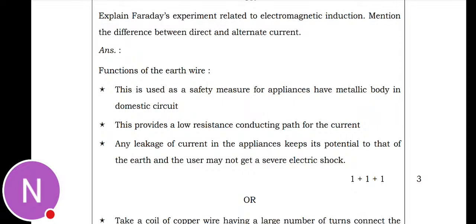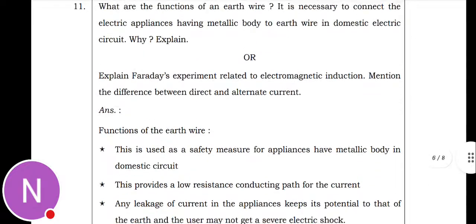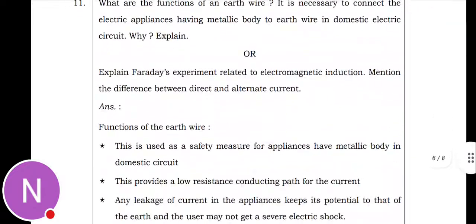As I said, the user will not get a severe electric shock if we keep it so. If the live wire is cut, you will not get any shock if there is earthing. These are 3 points.